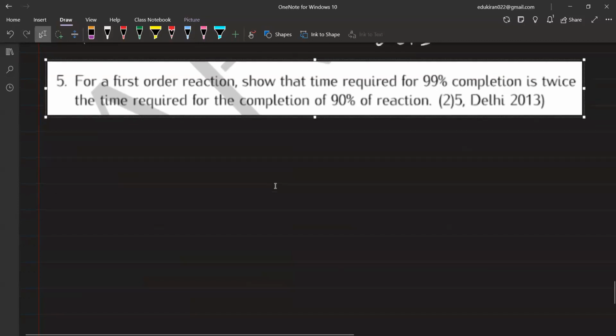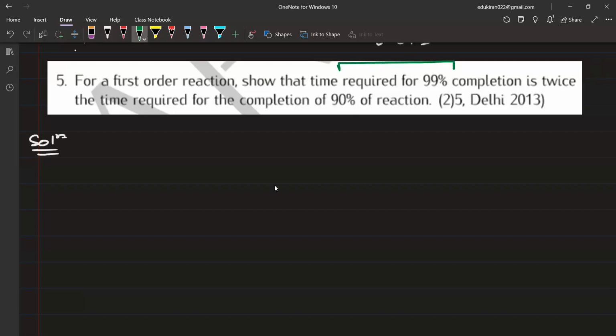See this question. इसको ध्यान से देख लीजिए जरा. ठीक है ना? Please. जरा आंसर देने की कोशिश कीजिएगा. If you can answer, guys, solution. So they're asking for a first order reaction, show that the time required for 99% completion is twice. Show करना है. The time required for completion of 90% of the reaction.